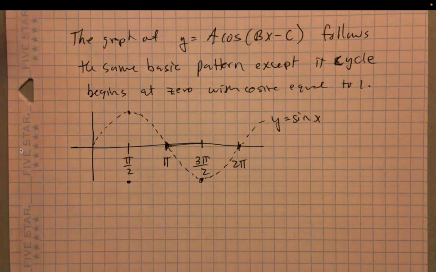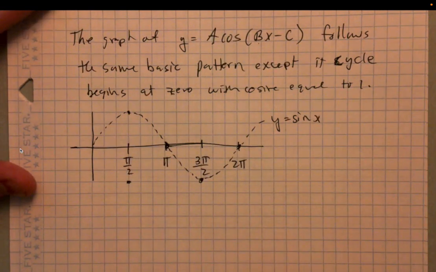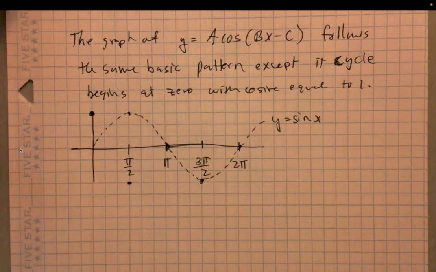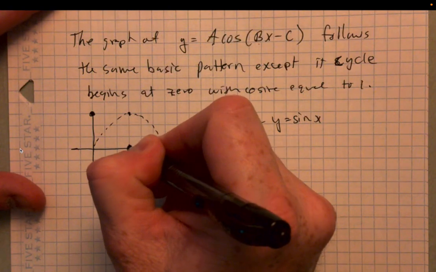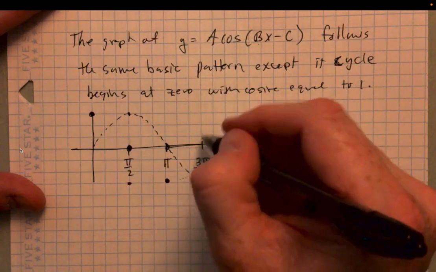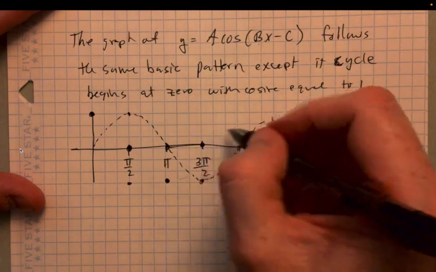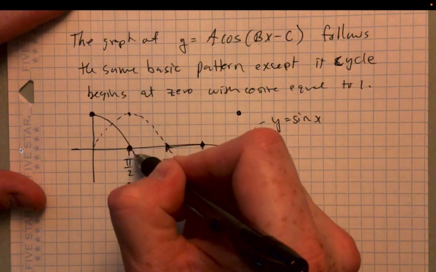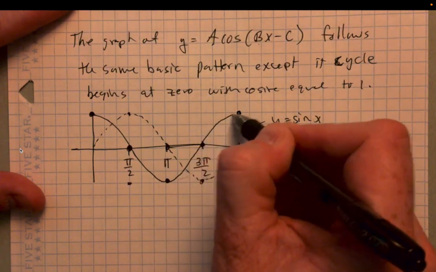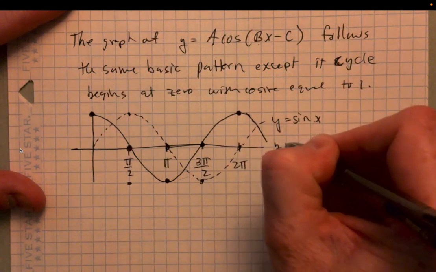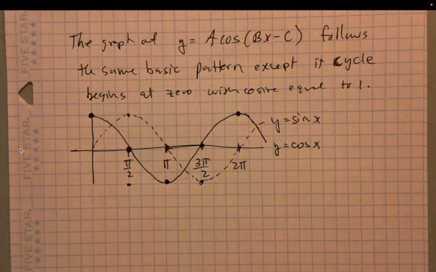Now the cosine function is just a little different. If you remember, cosine of 0 degrees is equal to 1. So cosine starts up here, and then it comes down to pi over 2. Cosine of pi over 2 is 0, cosine of pi is equal to negative 1, cosine of 3 pi over 2 is equal to 0, and then cosine of 2 pi is equal to 1 again. So the cosine looks like this. Okay, you can see it's very similar to the sine, it's just shifted over, right?